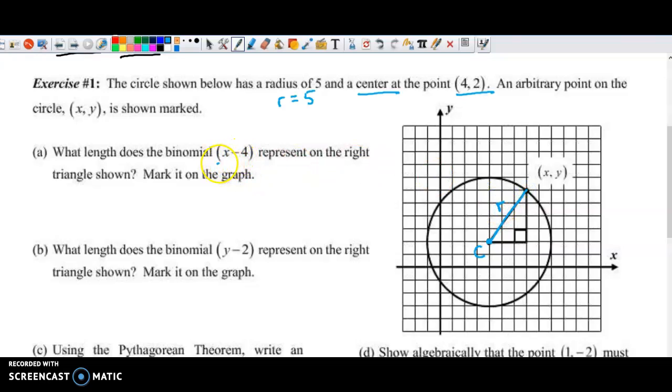And they ask you what x minus 4 is. Well, x minus 4, I'm going to put this in maybe this color, is representative of going to the right x units and then subtracting off the center, the x coordinate of the center. So that is represented right here. So x minus 4 is what we call the bottom leg. Well, bottom isn't really a phrase that we use, but we definitely call the legs in a right triangle the ones right next to the right angle.